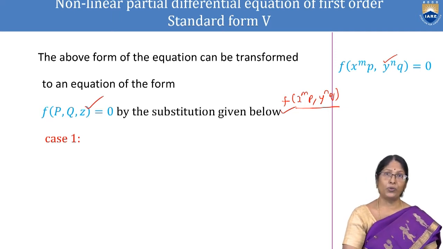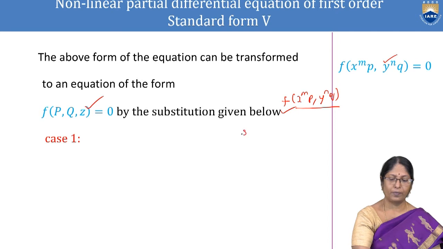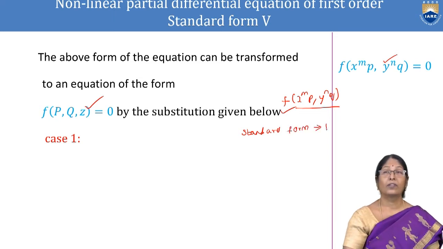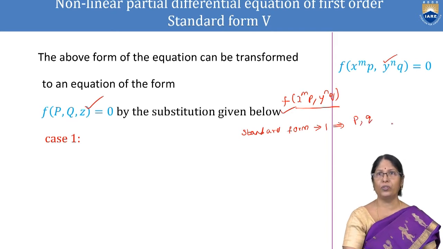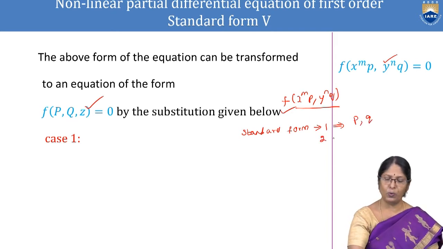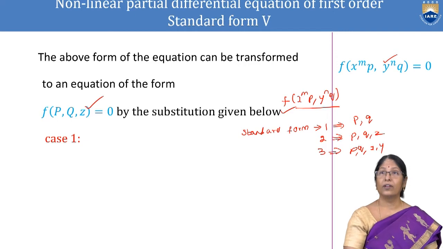What is standard form 2? First, standard form 1: we have to see the equation. It should have only p and q. If it is standard form 2, it should have p, q and z. If it is 3, it should have p, q, x, y. If it is 4, it should have p, q, x, y, z.